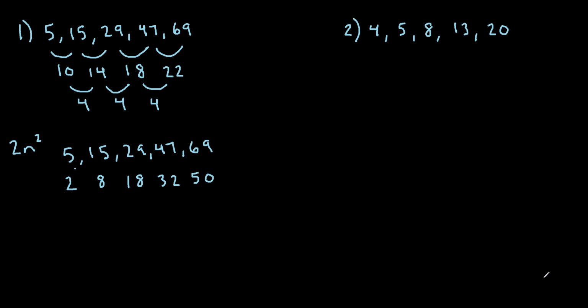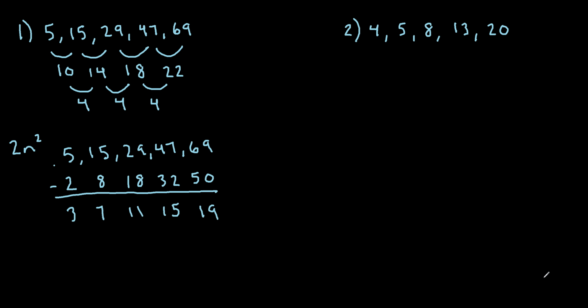So what we can do is subtract each of these values from the corresponding value in the sequence. So 5 minus 2 is 3. 15 minus 8, that's 7. 29 minus 18 is 11. 47 minus 32 is 15. And 69 minus 50 is 19.